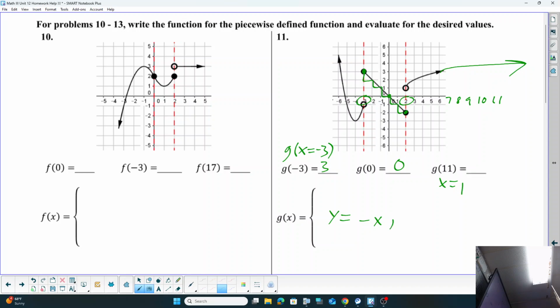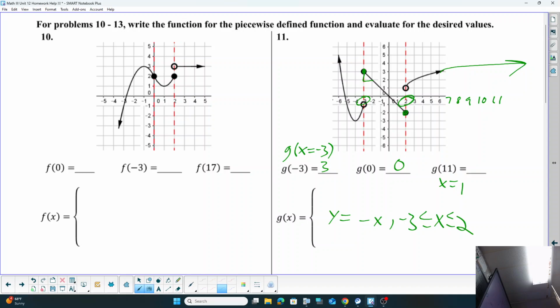And so what's our boundary though? Our boundary is from -3 to 2. And they're closed, so that means less than or equal to. And so that's our boundary, from -3 to 2 with x in the middle.